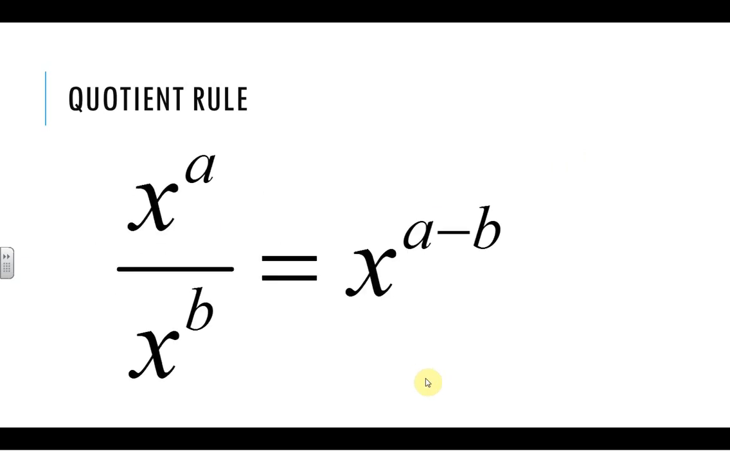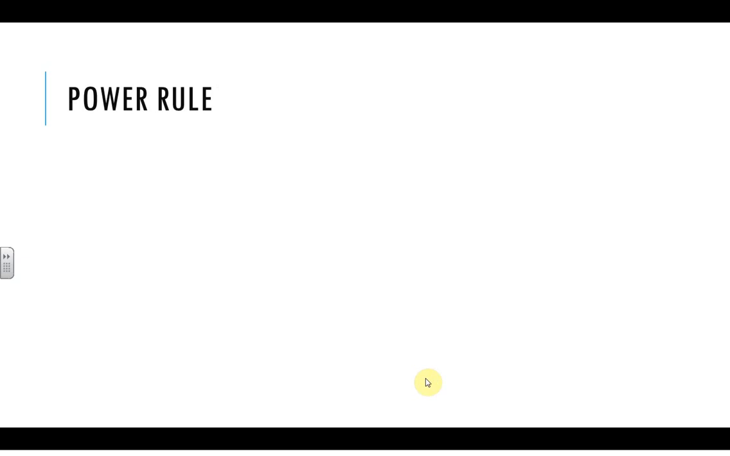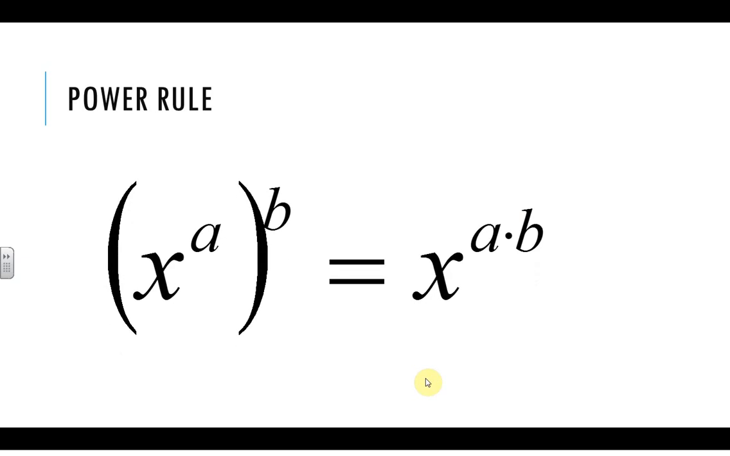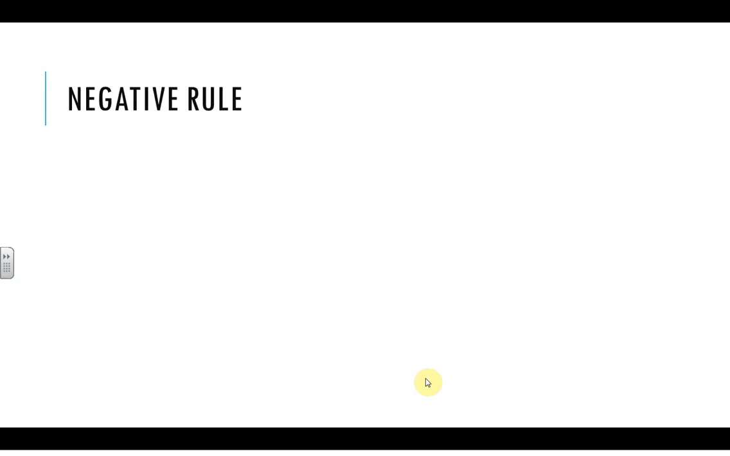Quotient rule. When you divide, you subtract from the top to the bottom, a minus b, and then technically the quotient goes into the numerator. And then you fix it if you need to. Then, power rule. When you have a base being raised to a power that is then raised to another power, you're multiplying those powers. Power to a power.